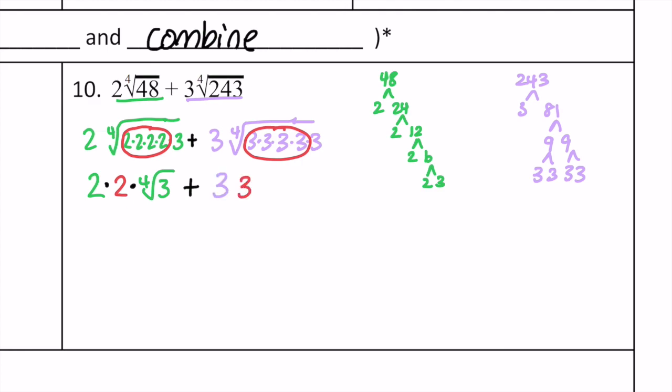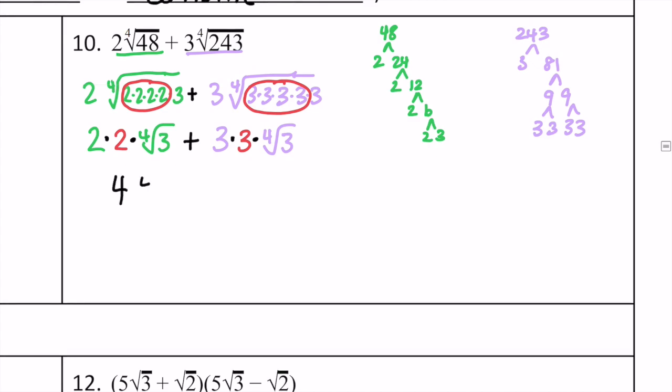The 4th root of 3 to the 4th power is 3. And then what's left inside is the 4th root of 3. So I'm multiplying these together. And then I have 4 4th roots of 3 plus 9 4th roots of 3 for a total of 13 4th roots of 3. And this is my answer.